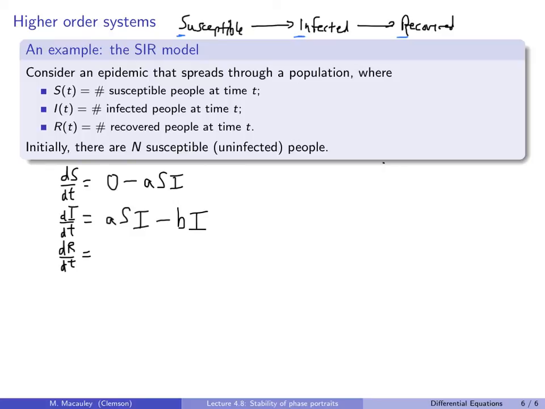So let me write this. Say proportional to S of t and I of t. And then for here, let me say this is the rate people get sick.